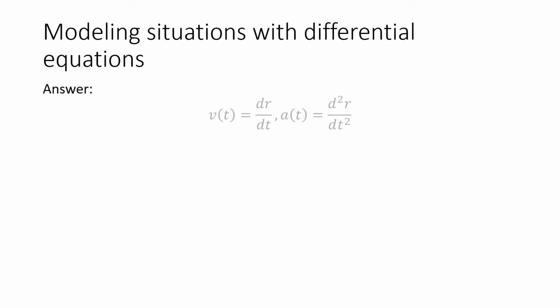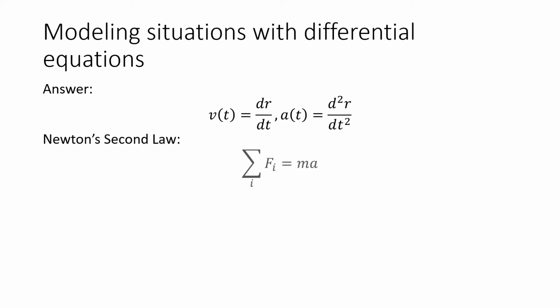Okay, now what's the answer? So first, we need to know what velocity and acceleration are in terms of position. The velocity of a particle is the first derivative of its position function, and the acceleration is the second derivative of its position function. Okay, this will be very useful later on. So Newton's second law is specifically that the sum of all forces on an object, on a particle P, for example, is equal to the mass of the particle times its acceleration. All right, and we'll use this to set up our equation.